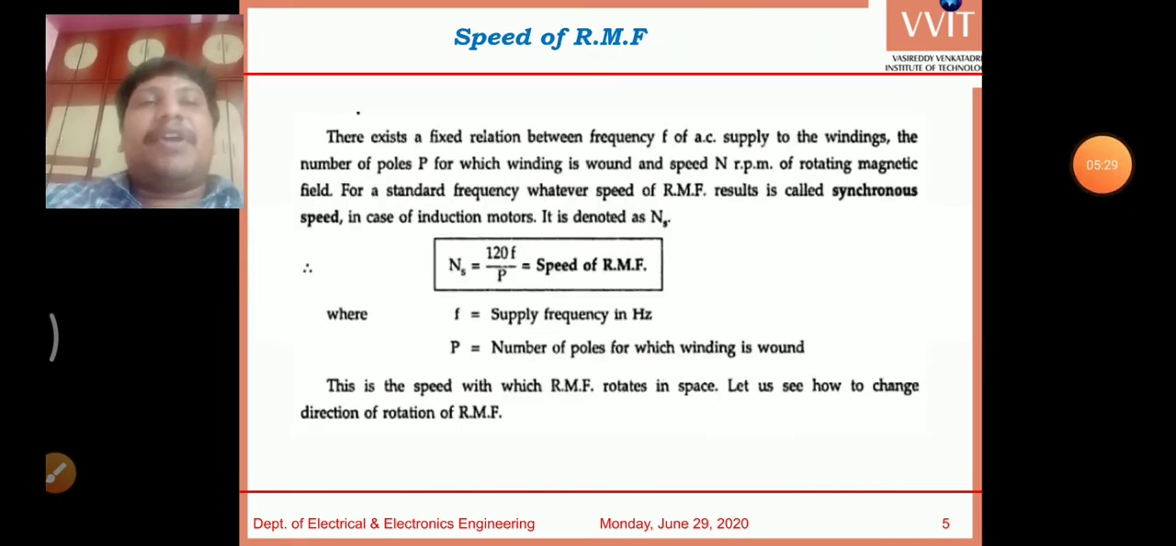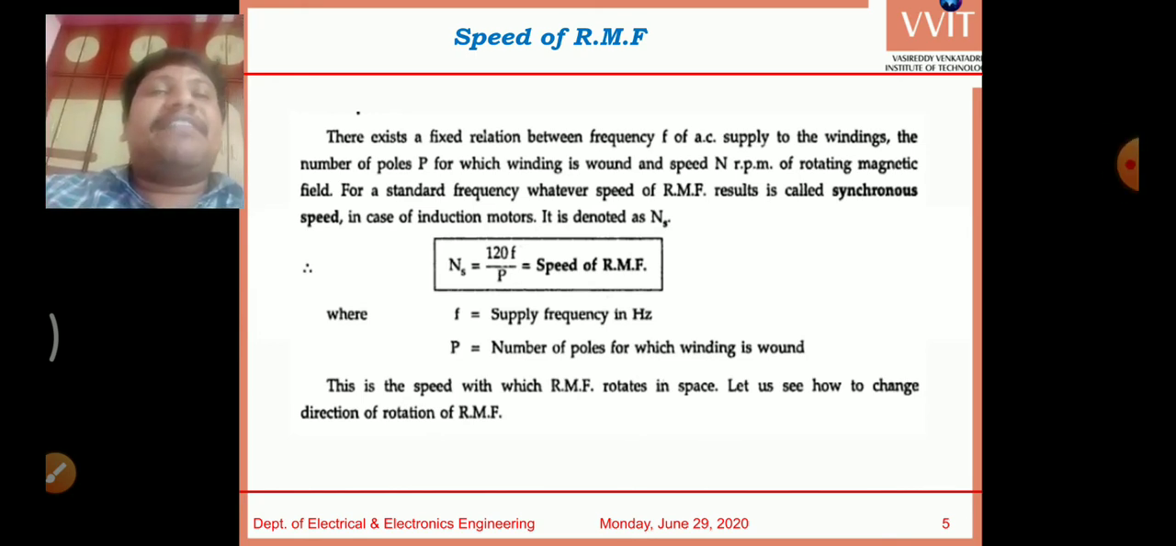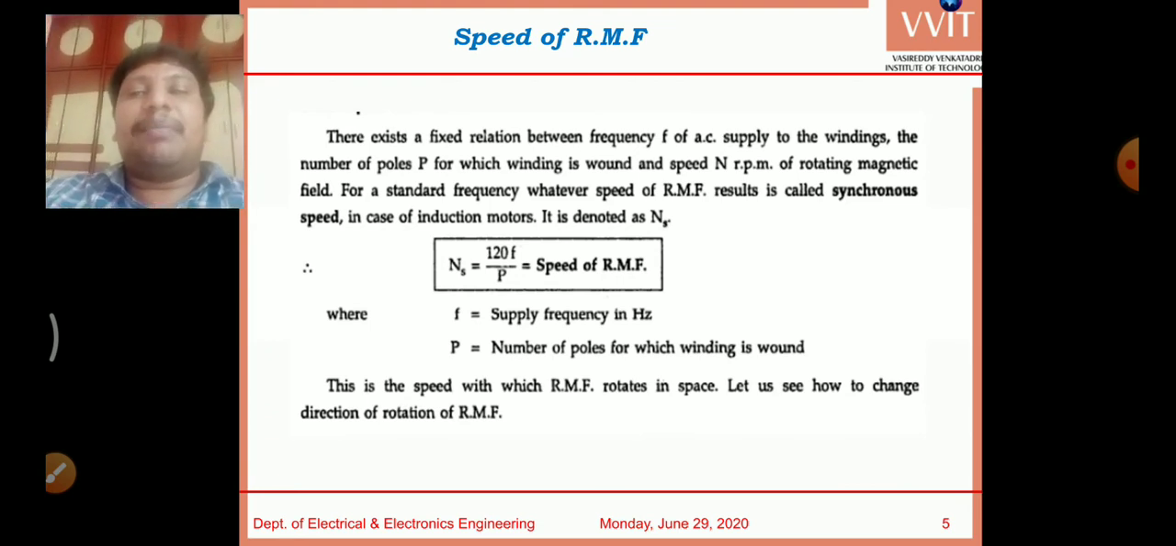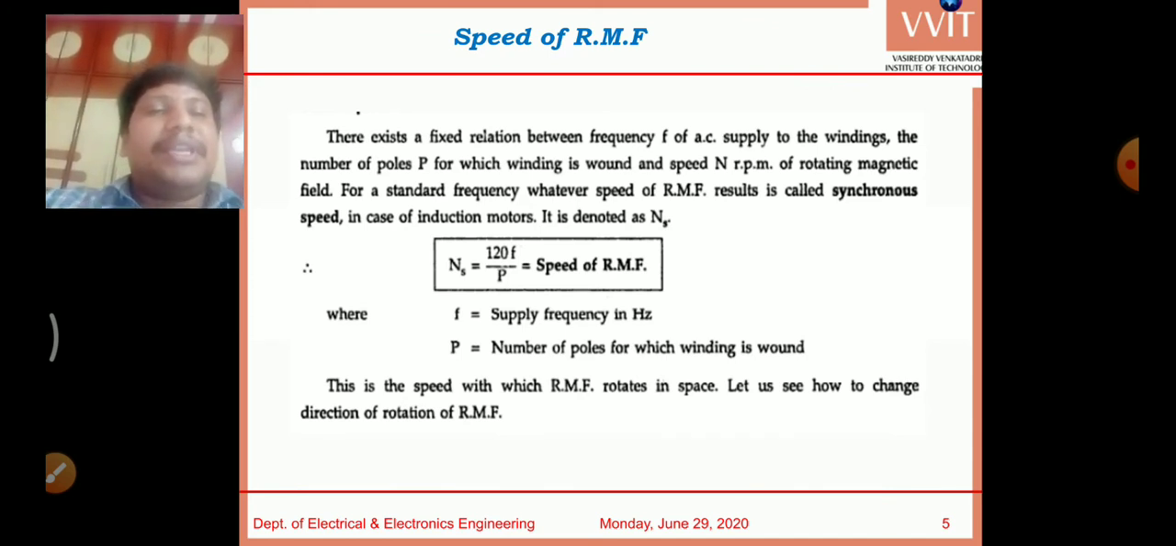The RMF, rotating magnetic field, is the magnetic field present between the stator and rotor of an induction motor. The speed of the rotating magnetic field is denoted as the synchronous speed, Ns. Ns is equal to 120f by P, where f is the supply frequency in hertz and P is the number of poles.